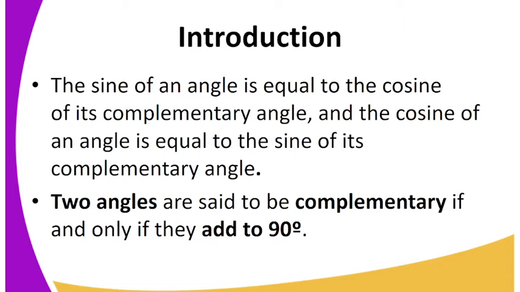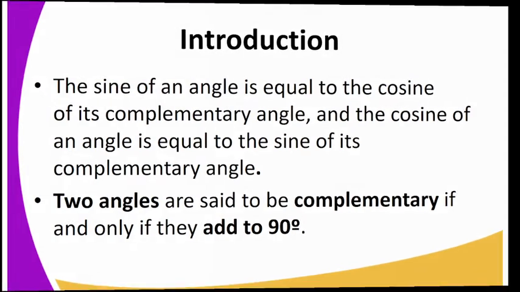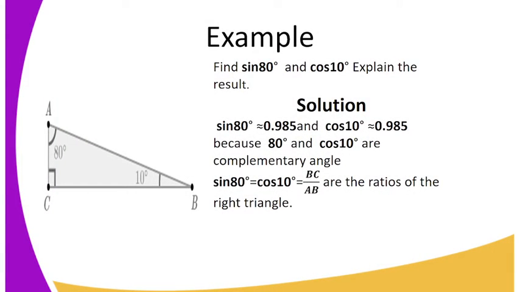In our introduction, we'll be explaining what complementary angles are. So the sine of an angle is equal to the cosine of its complementary angle, and the cosine of an angle is equal to the sine of its complementary angle. So two angles are said to be complementary if and only if they add up to 90 degrees. So two angles are complementary if they add up to 90 degrees.